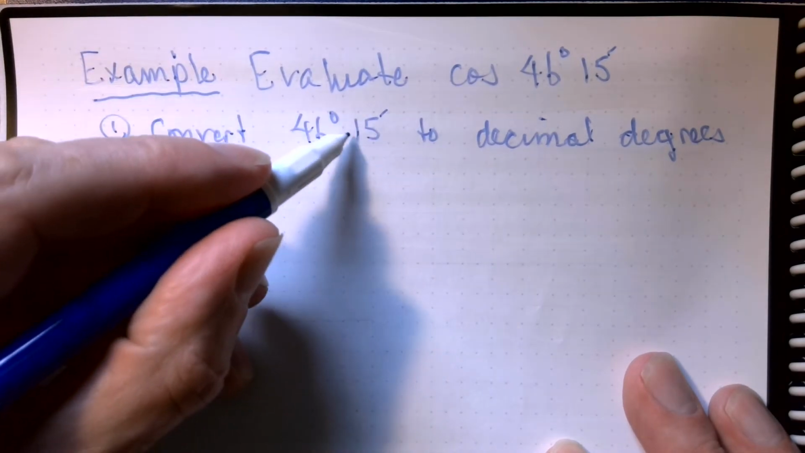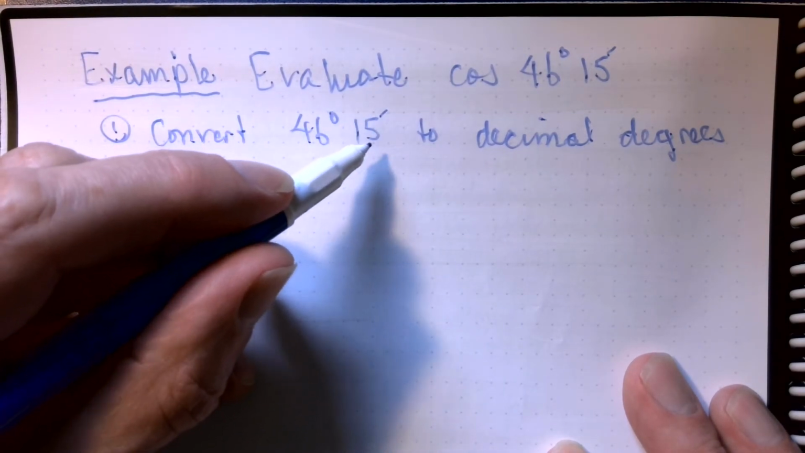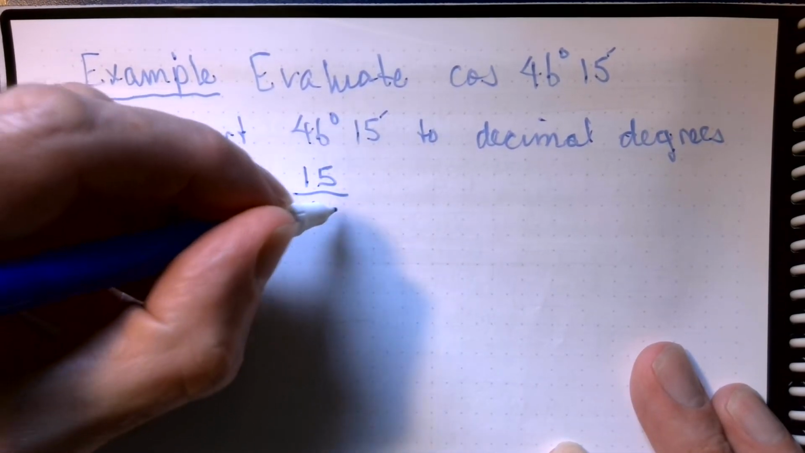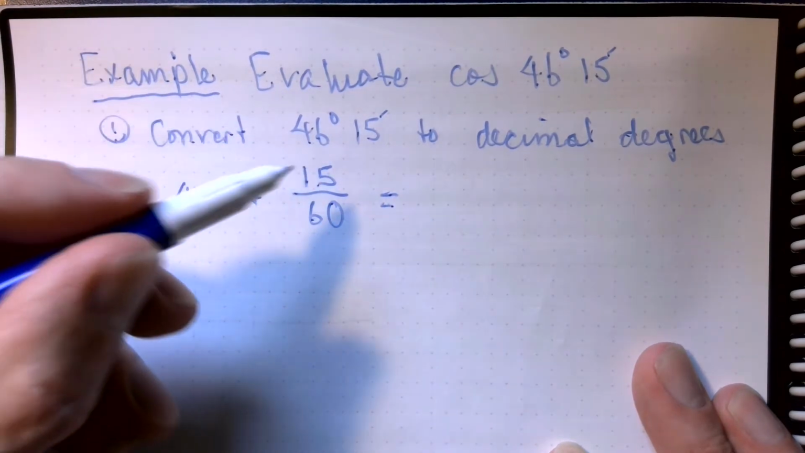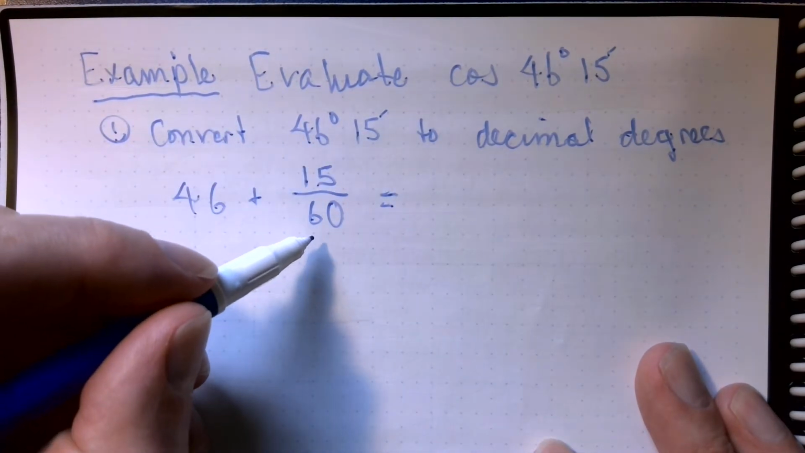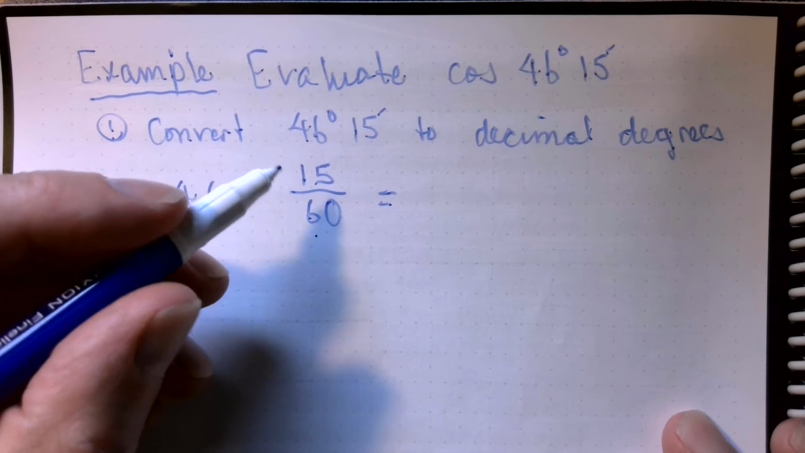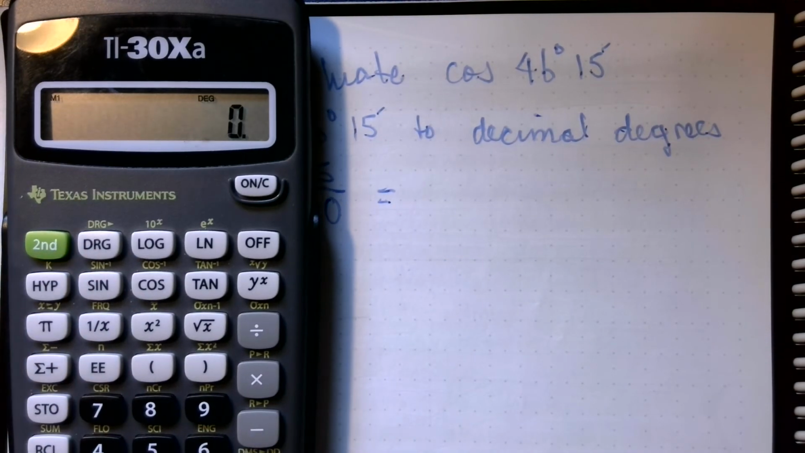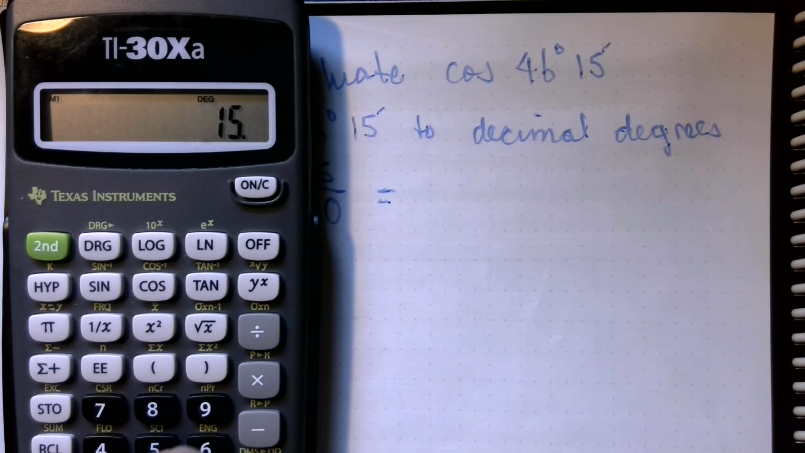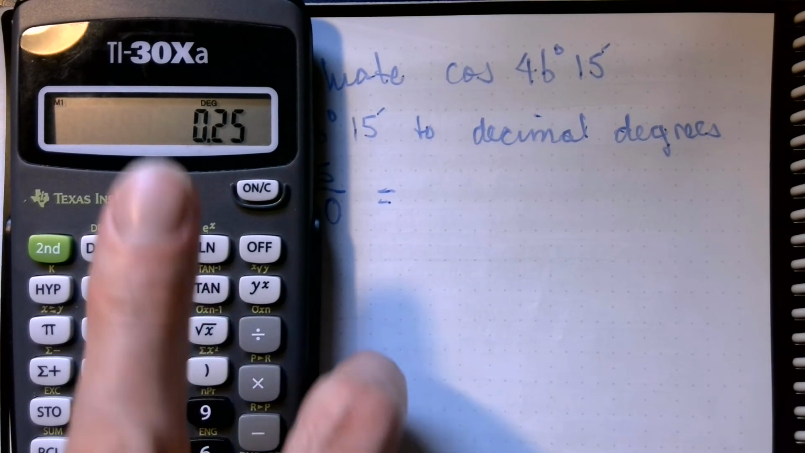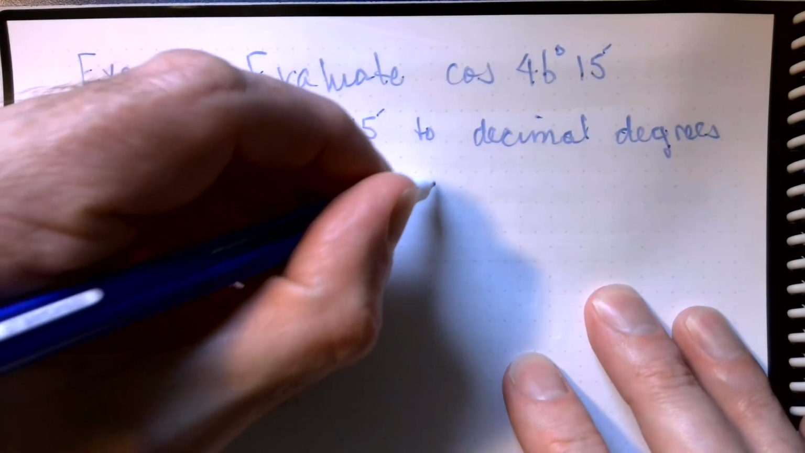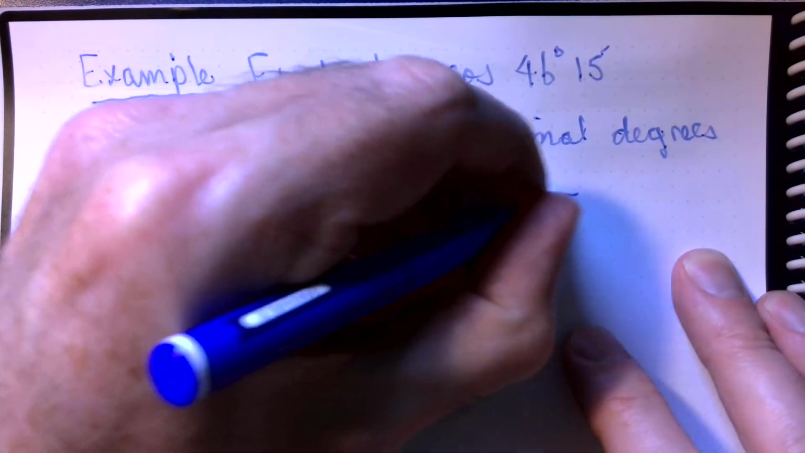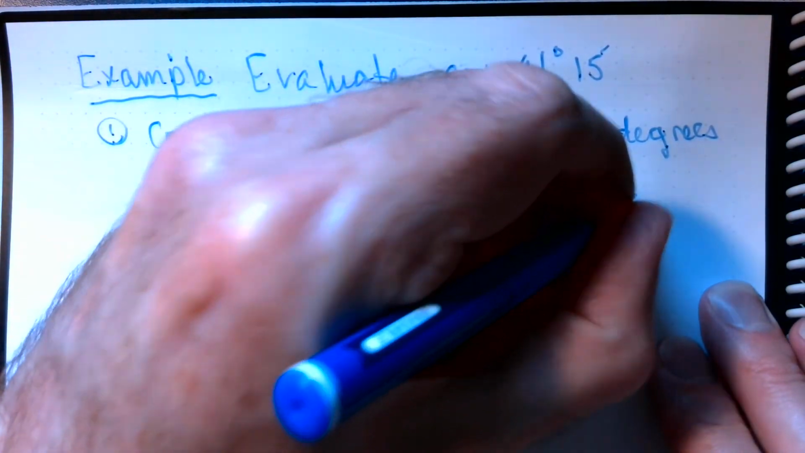Now, let's think about this here. 15 minutes, that is part of 1 degree. Well, how big of a part? It's 15 out of 60. Okay, so we take the number of minutes, put that over 60. And on our calculator, we can see that, right, if I take 15, divide by 60, I get 0.25. So this is 46.25. So these are the decimal degrees.